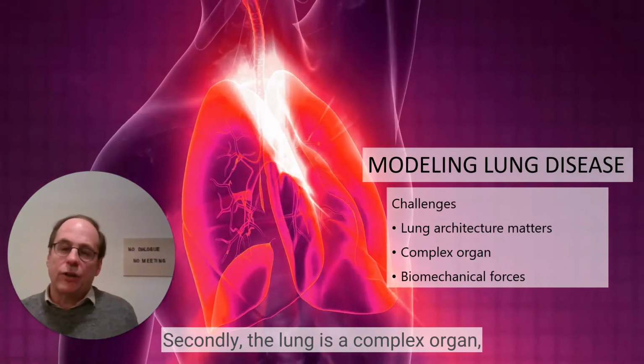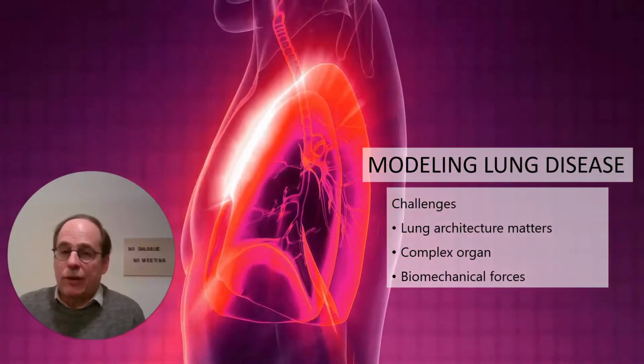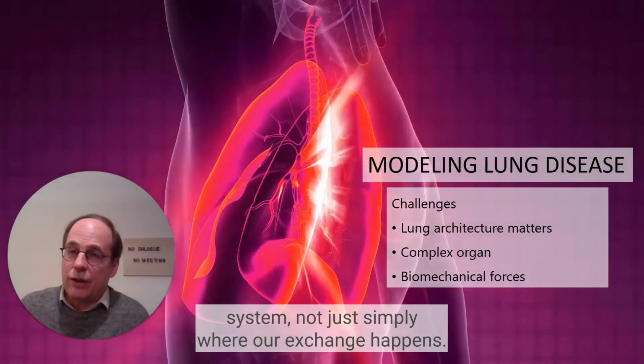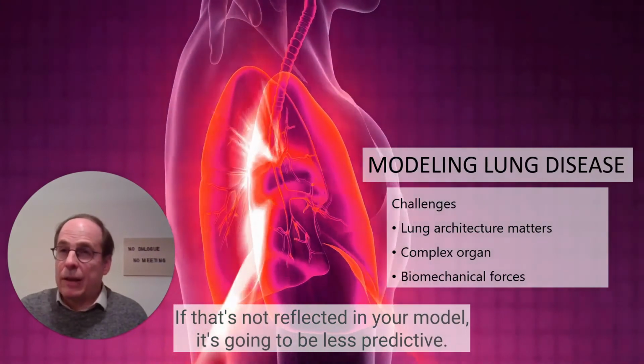Secondly, the lung is a complex organ. It has many different cell types, and it's actually part of the immune system, and not just simply where air exchange happens. If that's not reflected in your model, it's going to be less predictive.